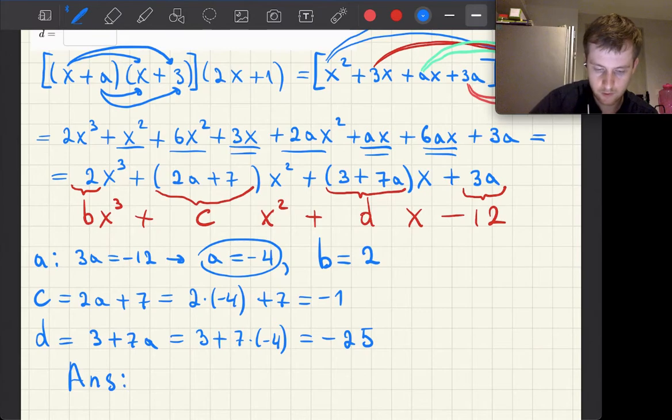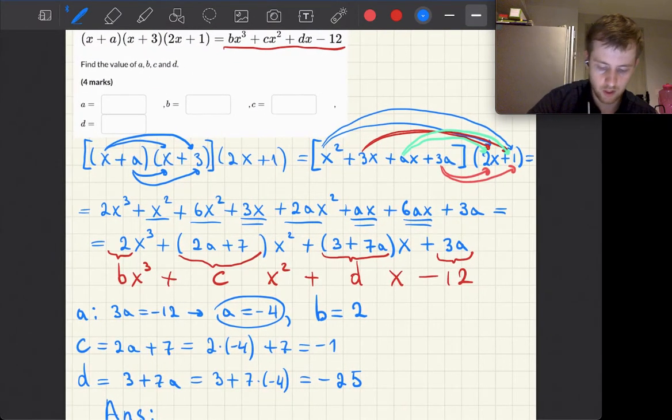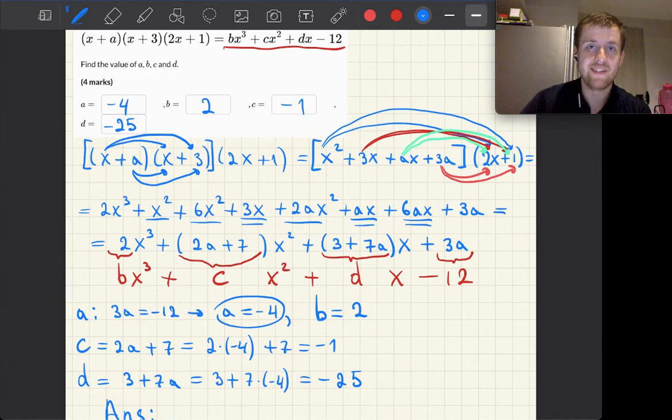So the answer, we can write it here: a equals minus 4, b equals 2, c equals minus 1, and d equals minus 25. Okay, so this is probably a bit too difficult, but again, it's good to know what you can see in the future. In A level, you will definitely see these kinds of questions. So just keep it in mind. Maybe even some kind of Olympiad.